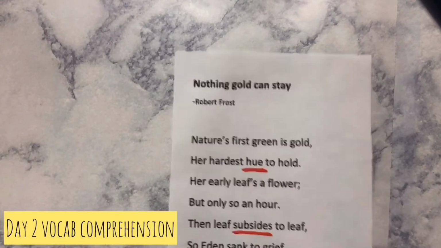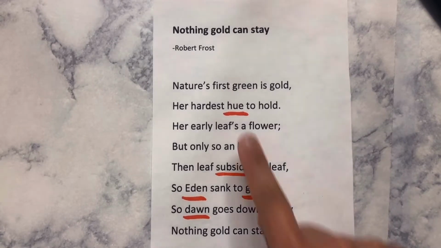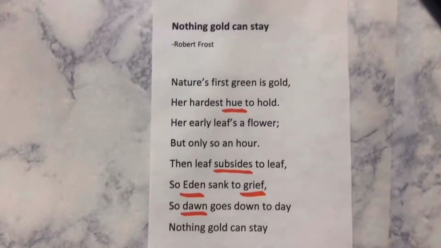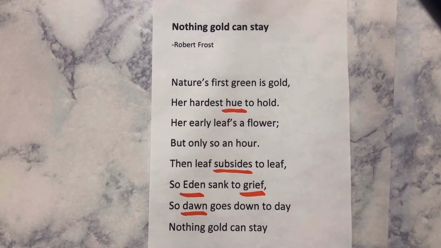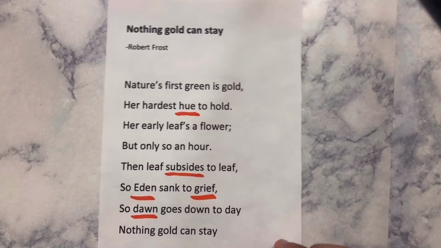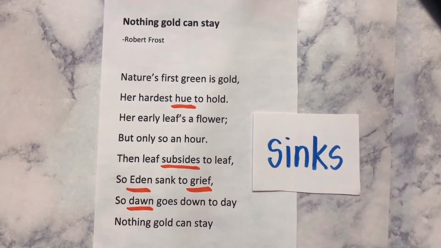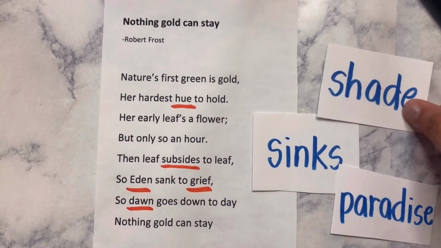Day 2, we looked at a text, at a poem in specific, and we underlined vocabulary words in the poem and tried to identify which tier those words fell under. And then we took those words and tried to put them in tier 1, more commonly used language, so that we can understand the poem better. So we said subsides, for example, can be sink, Eden is paradise, a hue is like a shade.